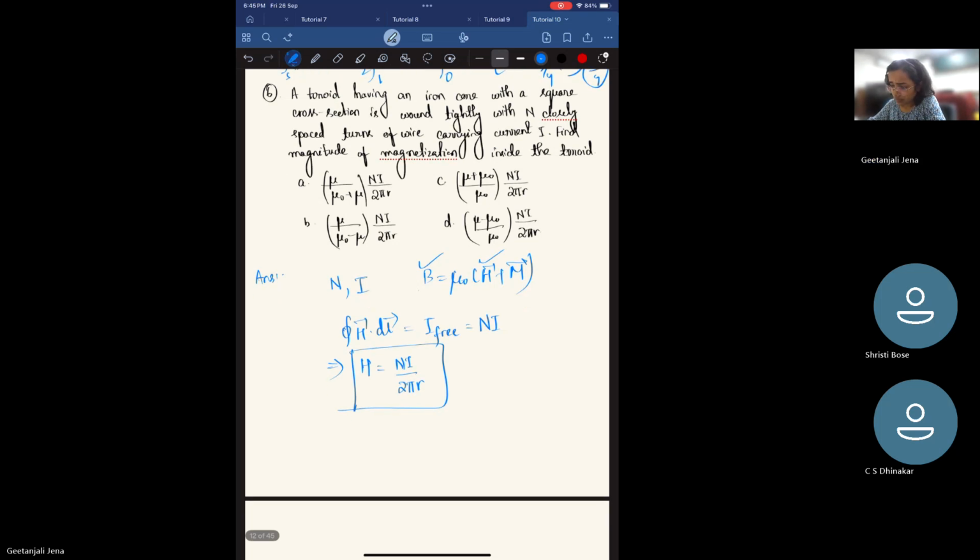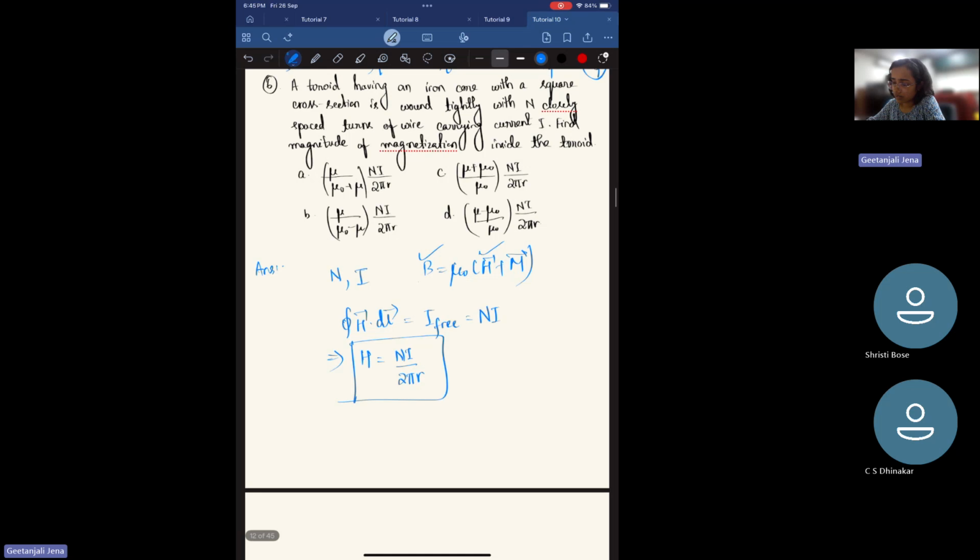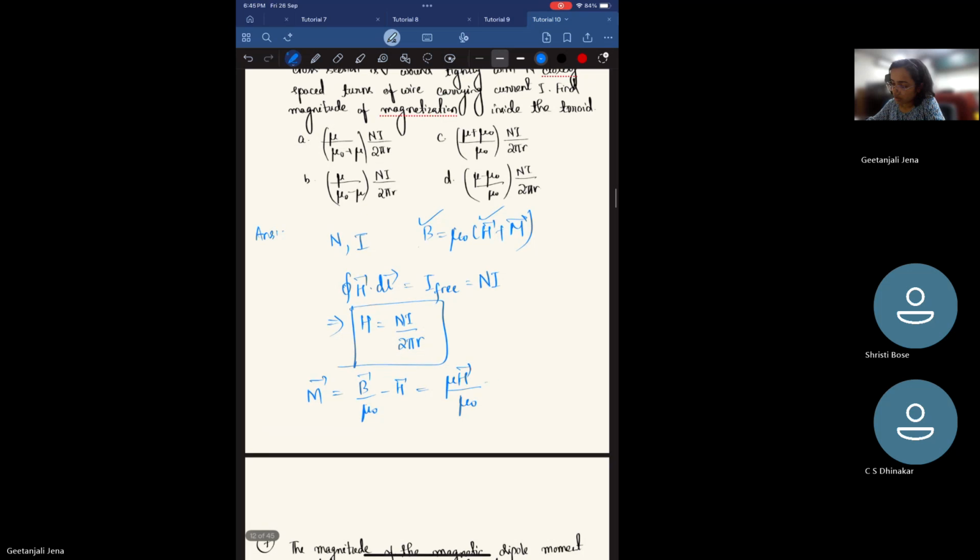And for a linear material, you can write M as chi m H, right? Or let us see, M is B by mu naught minus H. And for a linear material, this is mu H by mu naught minus H, or (mu minus mu naught) by mu naught times H. H we already know, this is NI by 2 pi r. So according to that, the answer will be option D.